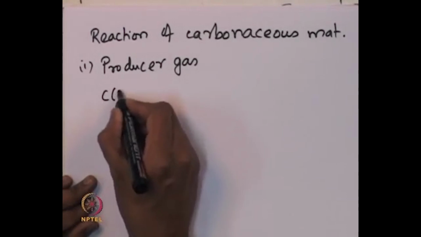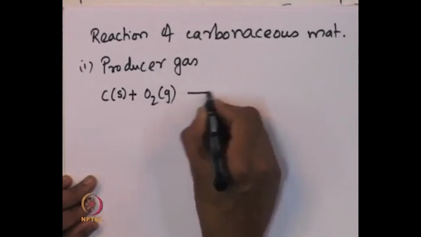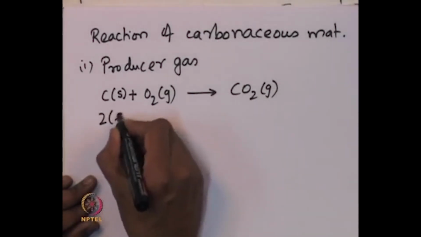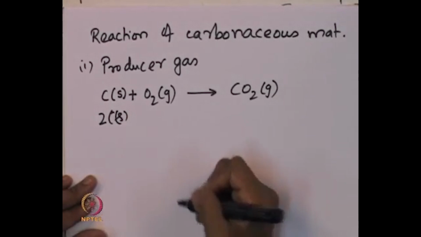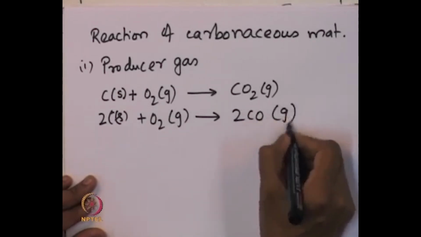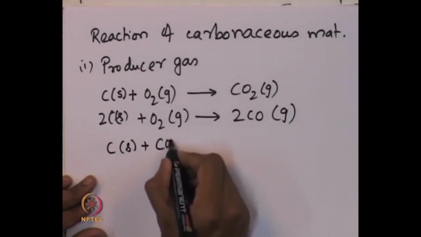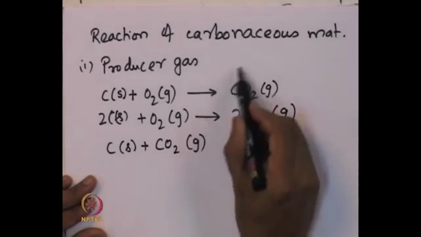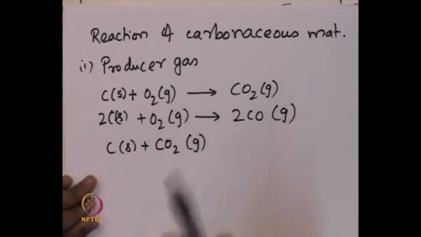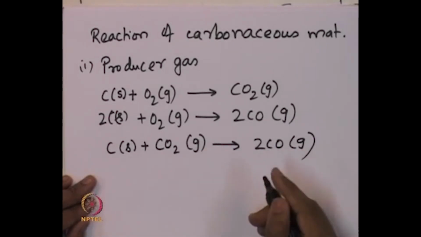The reaction scheme is that carbon, present in the solid form, reacts with oxygen in the gaseous form, and that leads to the formation of CO2 in the gas form. Similarly, another scheme which occurs simultaneously is carbon reacting with oxygen to form carbon monoxide. Another reaction is carbon reacting with CO2. The CO2 which is formed interacts with the unreacted carbon present in the solid core, and that leads to the formation of 2CO. So, this is the reaction scheme for producer gas.